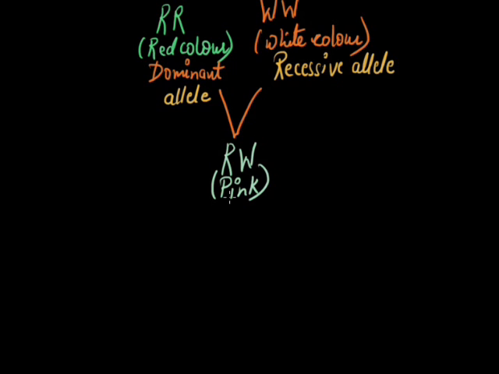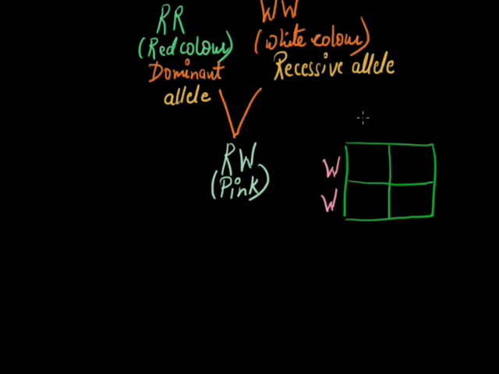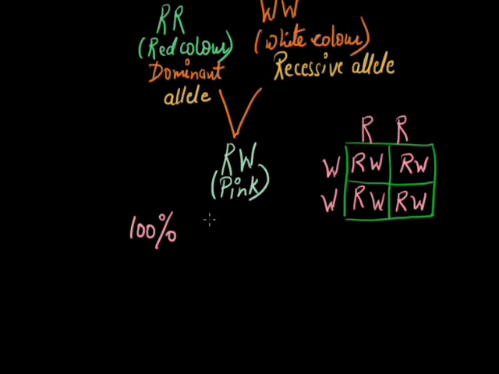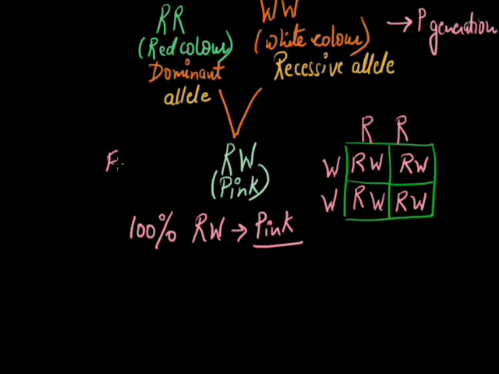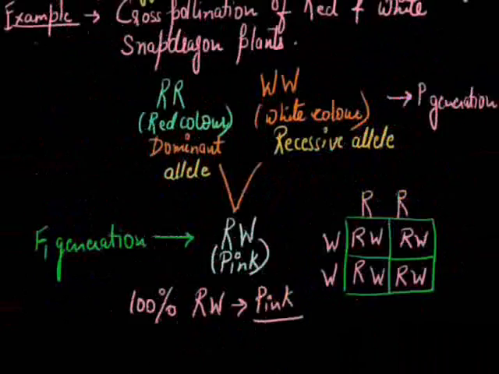That is, the dominant red allele is only partially expressed with the white flower, in the form of pink color. Now, if we make a Punnett square to understand this more, here we take two alleles of white, and here the red. When we cross, we will get RW, RW, RW and RW. That means 100% of the flowers we get in the F1 generation have the RW phenotype, that is pink in color. So this is all about incomplete dominance.